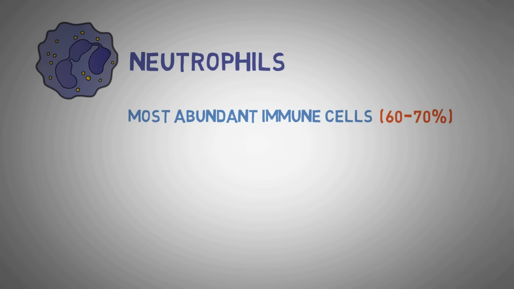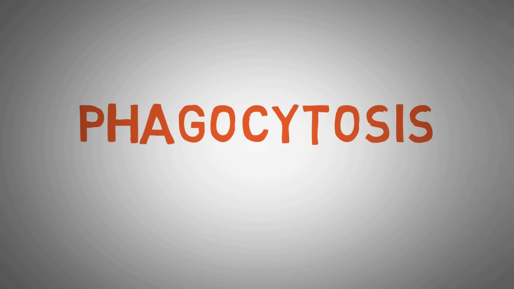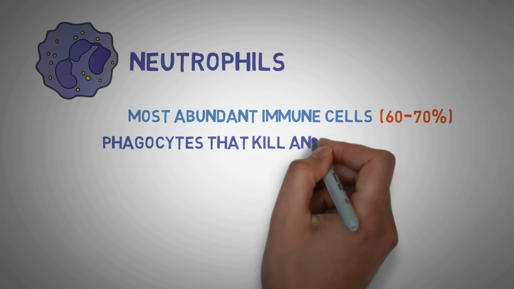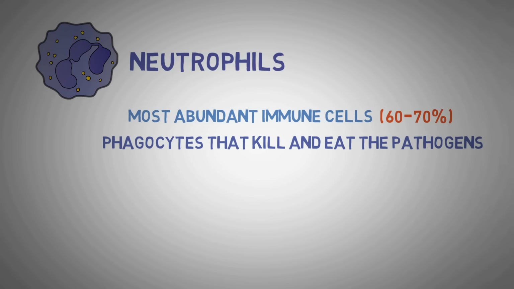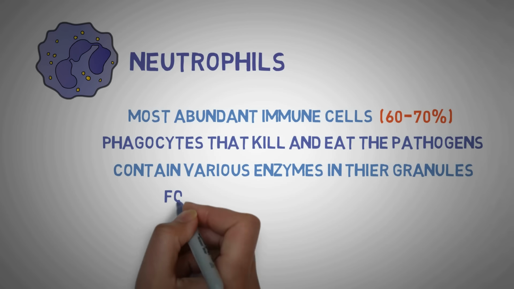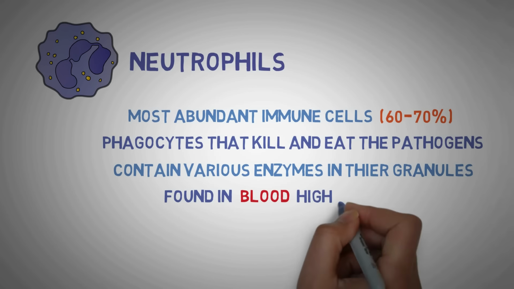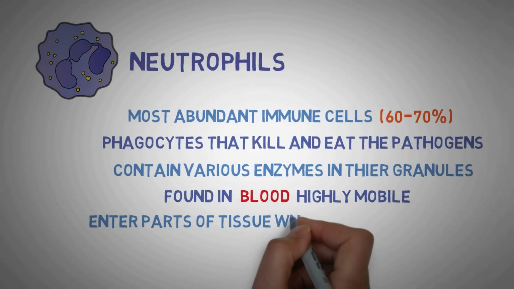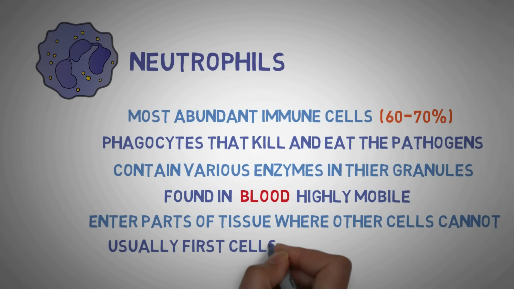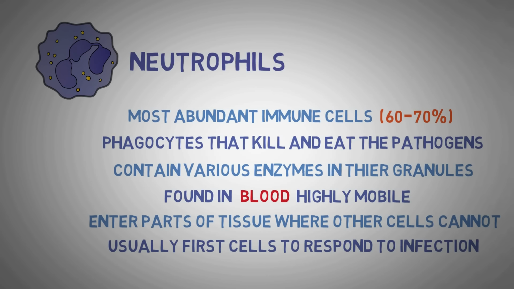One word you will hear a lot in this immune system is the word phagocytosis. Phage means eating and cytosis means by a cell. So phagocytosis in simple terms is cell eating. Neutrophils are a type of phagocytes that detect and eat the pathogen. Within the cell, the neutrophils release various enzymes that kill and digest the pathogen. They are normally found in the bloodstream and are short-lived and highly mobile as they can enter parts of tissue where other cells or molecules cannot. Neutrophils are usually the first cells to respond to any infection or inflammation.